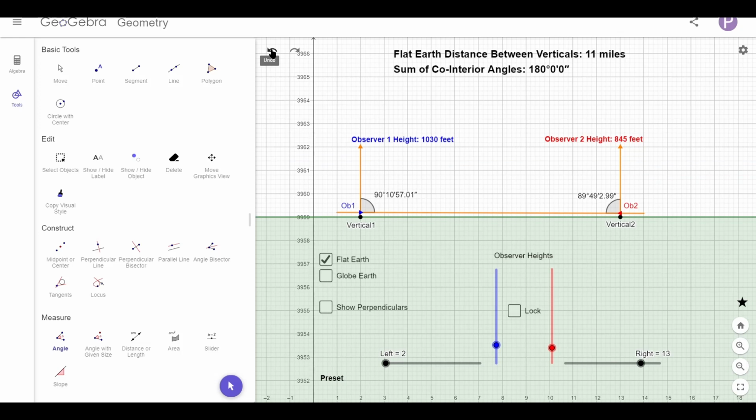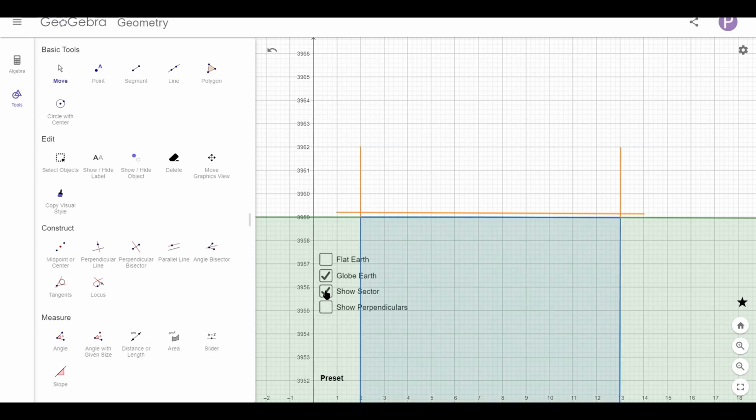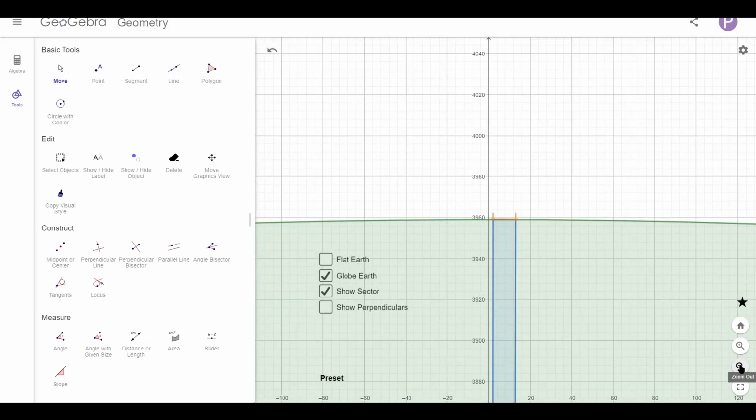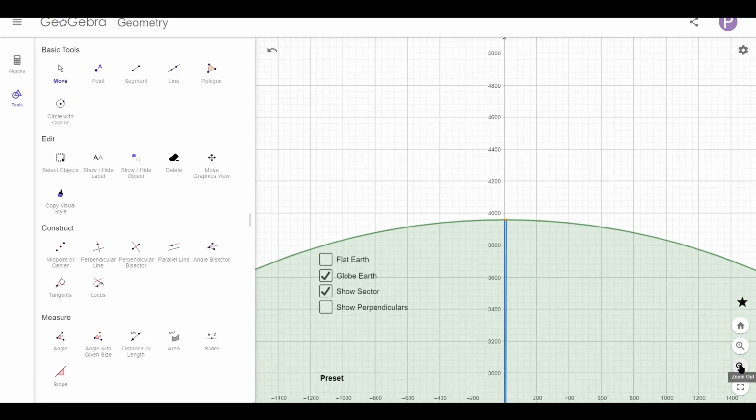What I'll do now is switch to a globe with a radius of 3959 miles, keeping observer heights and distances the same. Brace yourself for this massive change. The first thing to notice is that the co-interior angles total to more than 180 degrees. So that means the verticals are not parallel with each other. So what gives? Checking this box shows the sector for the two positions. And as you can see, each position follows a straight line path or gravity direction to the center of the Earth.